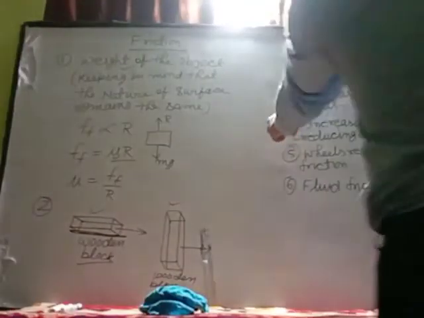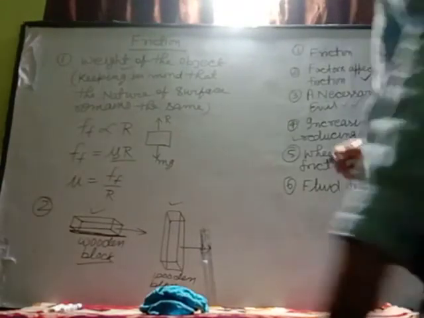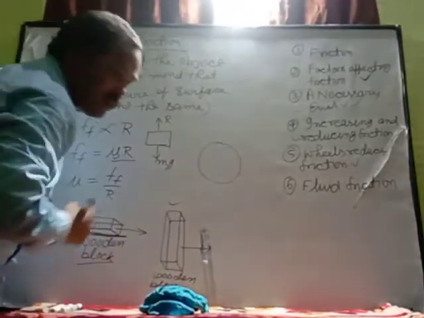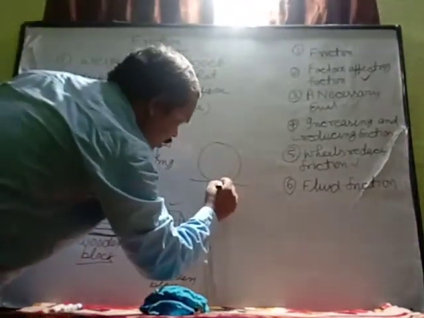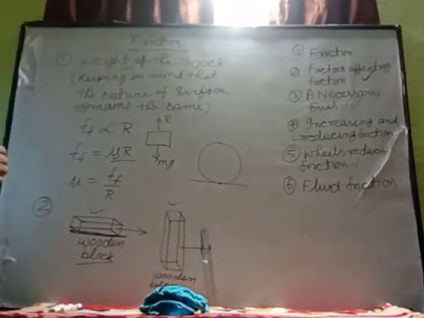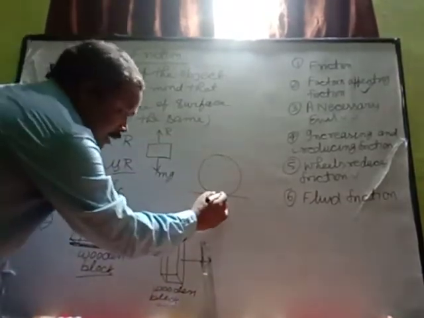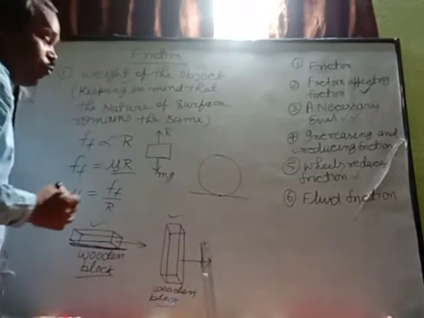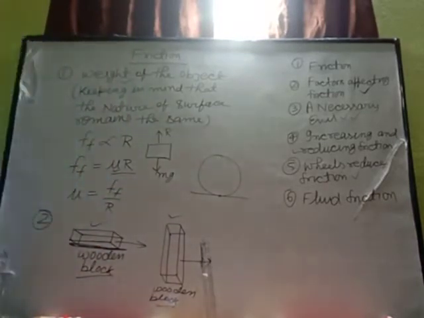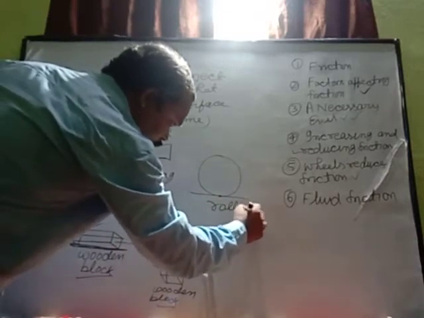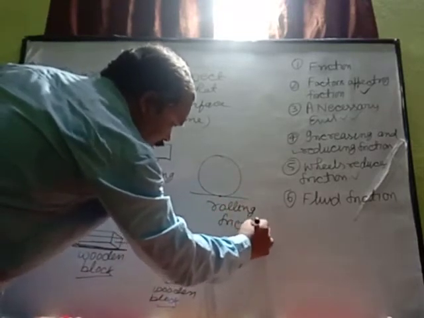It is very clear that wheels really reduce friction, because wheels remain always in this way. So here it is only a point on the surface of the tire. It has very little contact area with the surface. That's why the force of friction recorded will be the least, and it is rolling friction. Rolling friction. Try to understand.